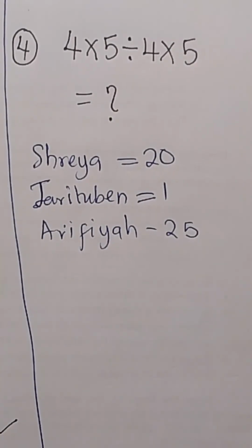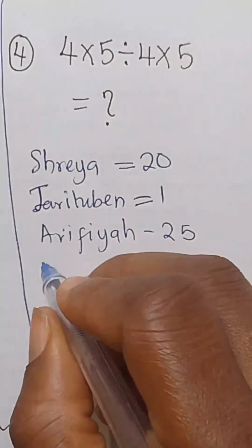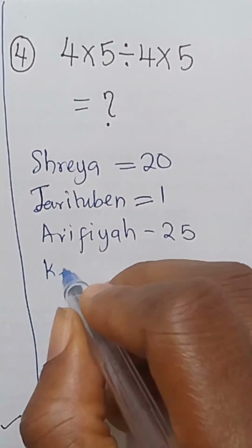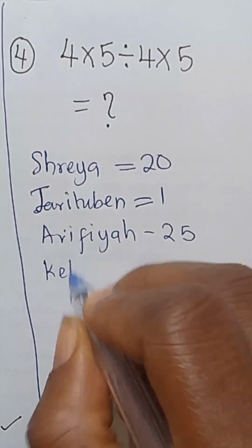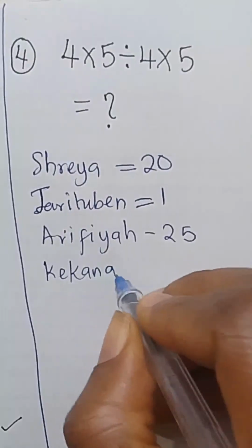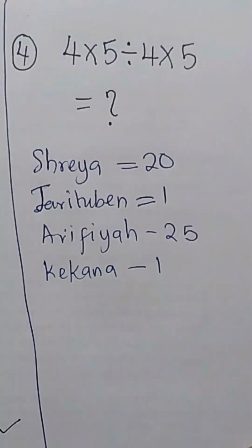At least you have 60. Okay, we have, please don't mind if I take Kekana. I think that would be easy for me to pronounce. 1. All right, so more answers.